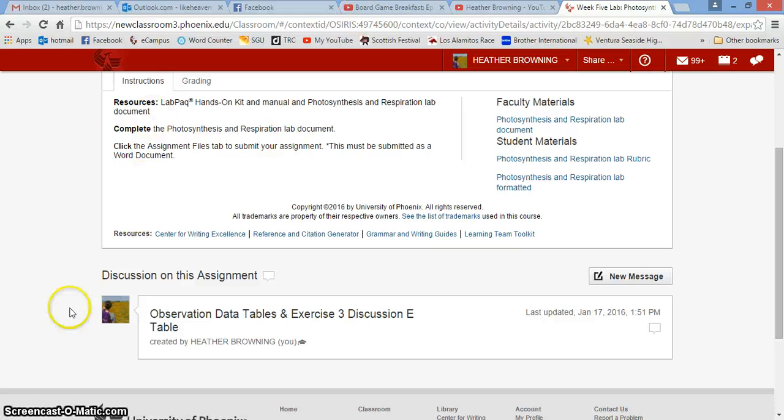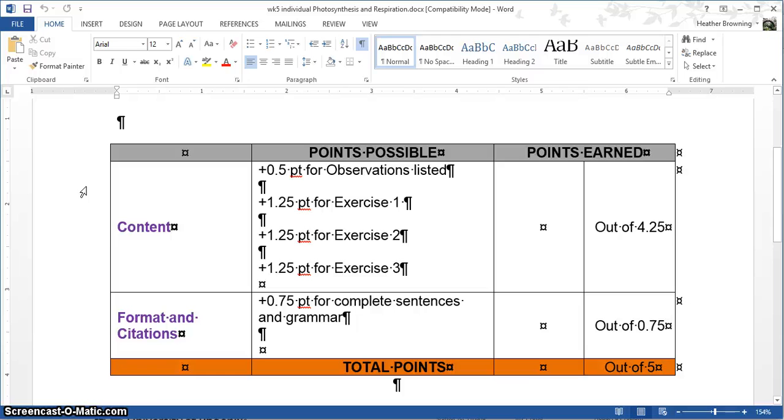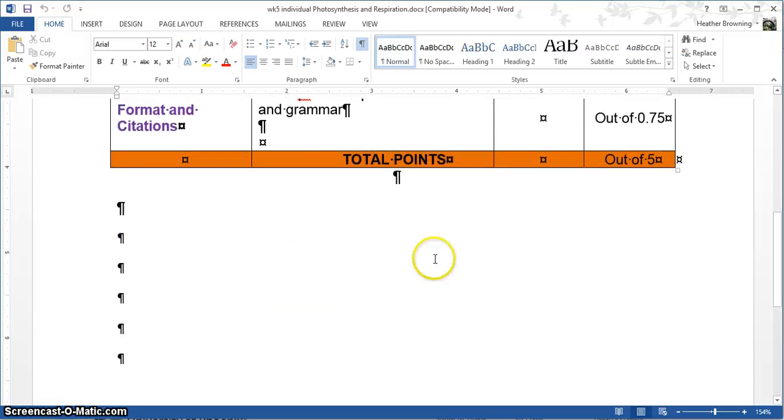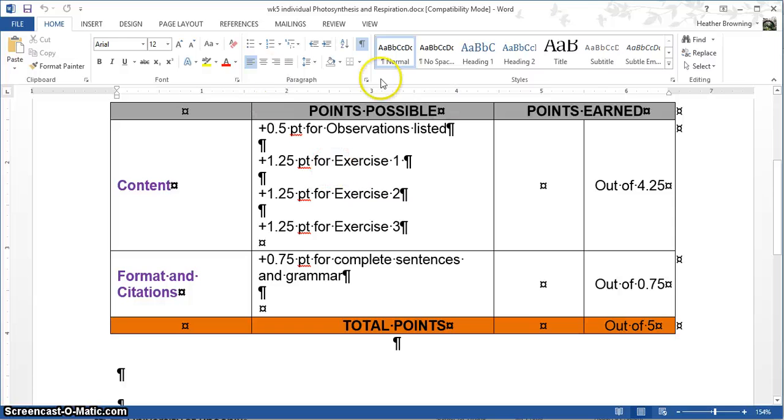Let me pause this and we will throw up the rubric. Here's the rubric for the lab. There's only one this week, yay! And it's going to have 3 exercises, half a point for observations, and then 0.75 point for complete sentences, okay? As you can tell, I always try to give you some points for observations, so if you get some points, it should be hopefully pretty nice.